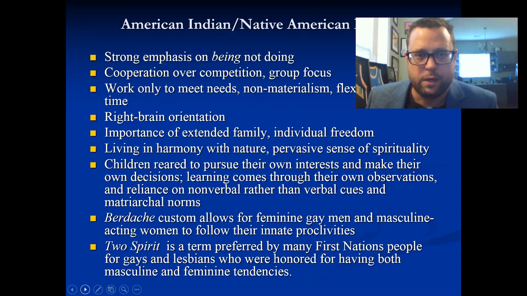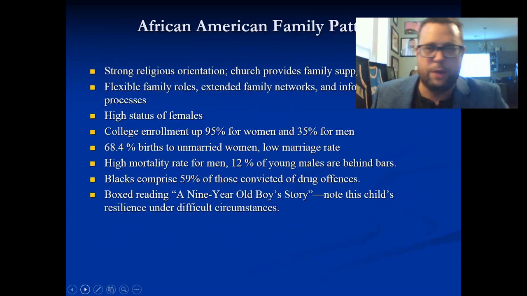Okay, so one of the things that I want to give you here is an example. So this chapter talks a lot about family patterns, and that's really helpful. But what does that look like actually in social work in Houston?